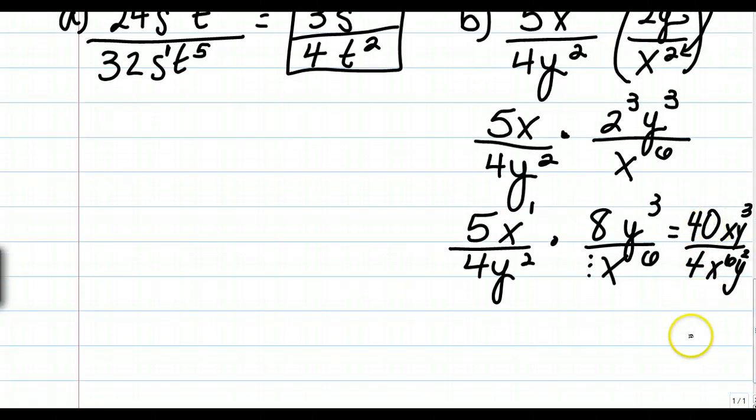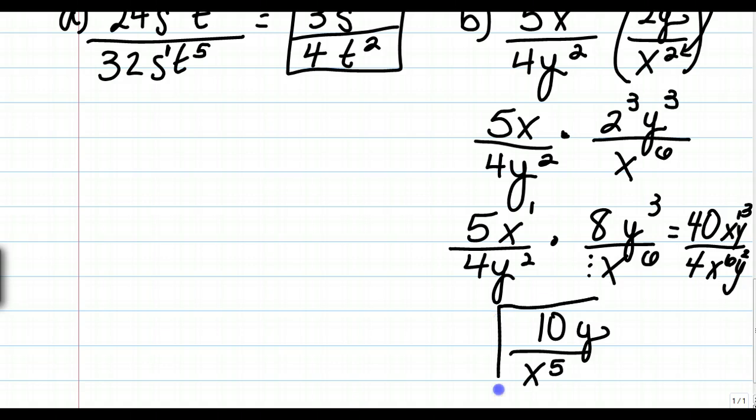Now I'm going to reduce this. 4 goes into 40 10 times. 6 minus, this was a 1 right here because the 3 goes to the y. So 6 minus 1 is 5, and that will be on the bottom. And 3 minus 2 is just a y on top. And this would be your final answer.